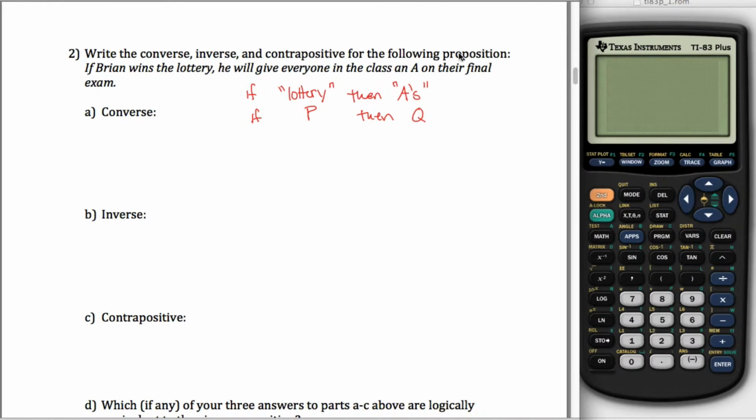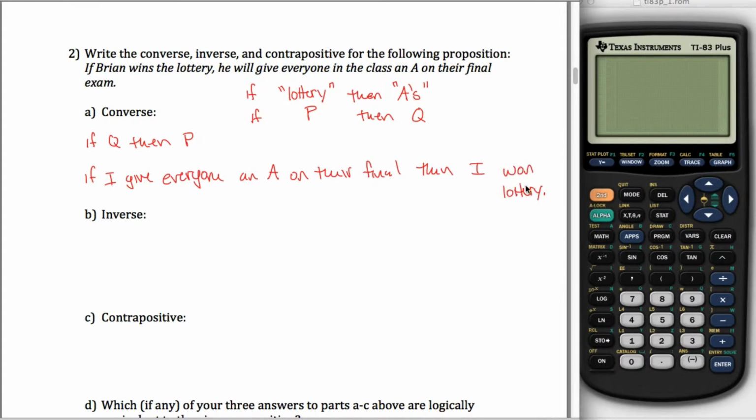Fine. If the original proposition is if P then Q, then what the converse would be is kind of that thing backwards, if Q then P. Or if I'm going to write that in English, if I give everyone an A on their final, then I win or won the lottery. And I don't care about past tense, present tense, however you want to write that's fine. Just this idea, if Q then P.